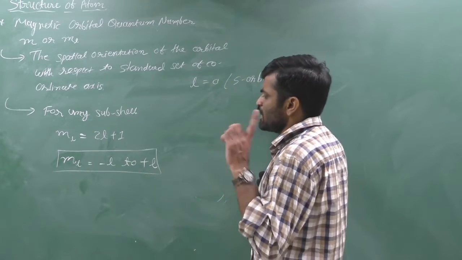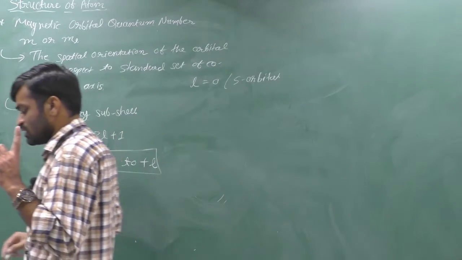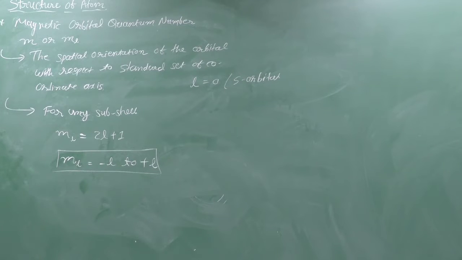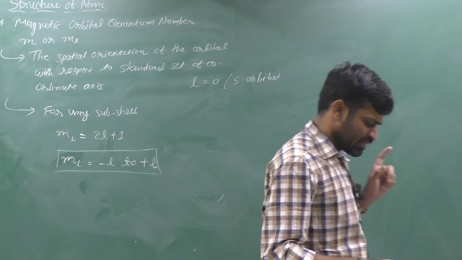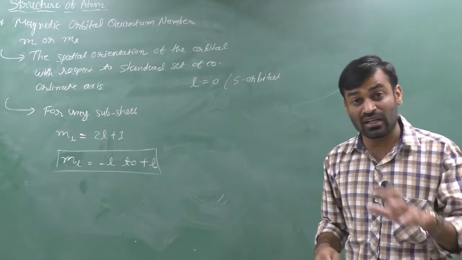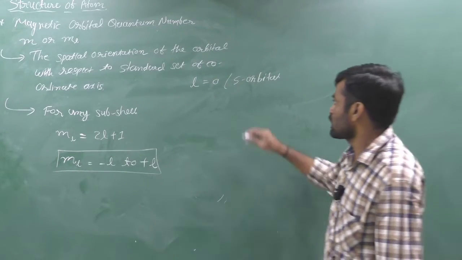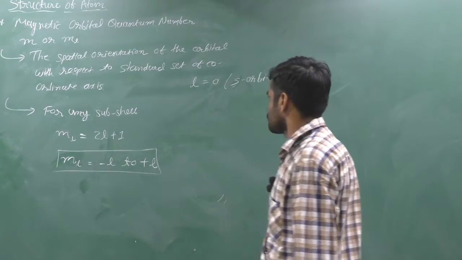And remember that spdf is always written in small letters for orbitals and for blocks. Whether you write spdf block in the periodic table or spdf orbital, always write spdf in small letters, never capital.